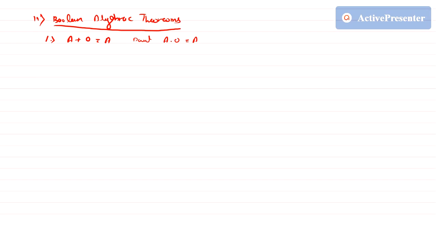So in A dot 0, what is happening? A plus 0 was there, sorry, not its dual. That was in the case of the OR gate with the OR operator, and this is the AND operator. A dot 0 is equal to 0. A dot 0 is always 0.